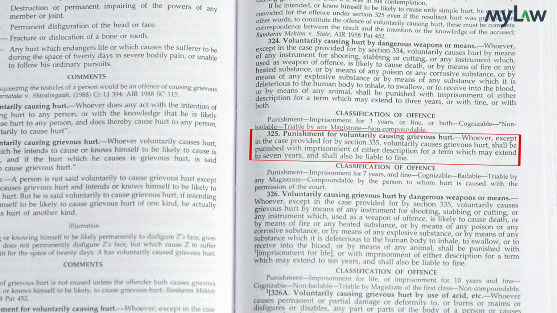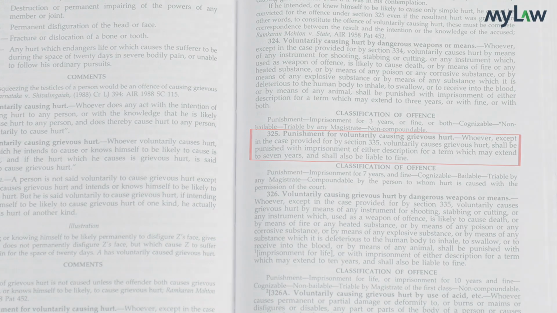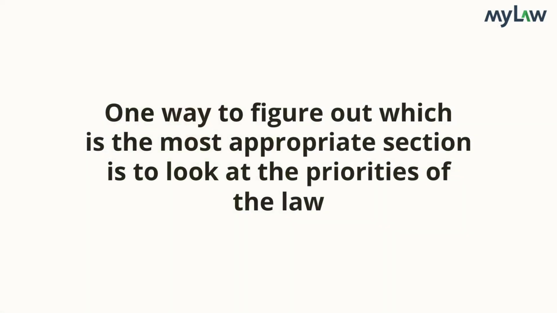The maximum punishment is imprisonment for 7 years and a fine. So this is clearly a much more serious offence. And in most cases where you're looking at what kind of charges apply, you will always prefer the most serious offence. And this is an example of how we need to look at the priorities of an area of law to identify the most applicable section.